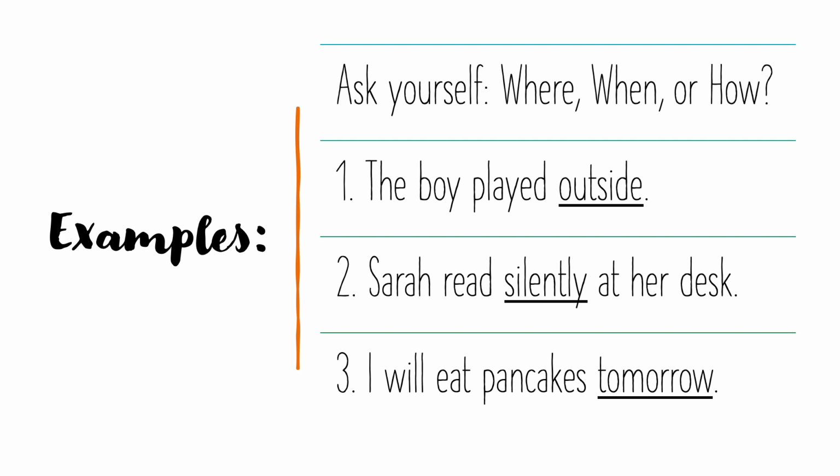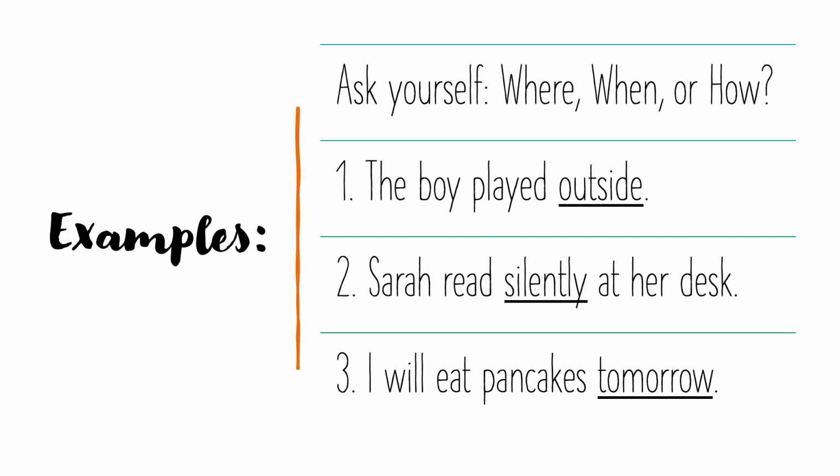The boy played outside. Notice I underline outside because outside is an adverb. Now ask yourself, is outside explaining where, when, or how? Well, it's explaining where something took place. Where did the boy play? Well, he played outside.